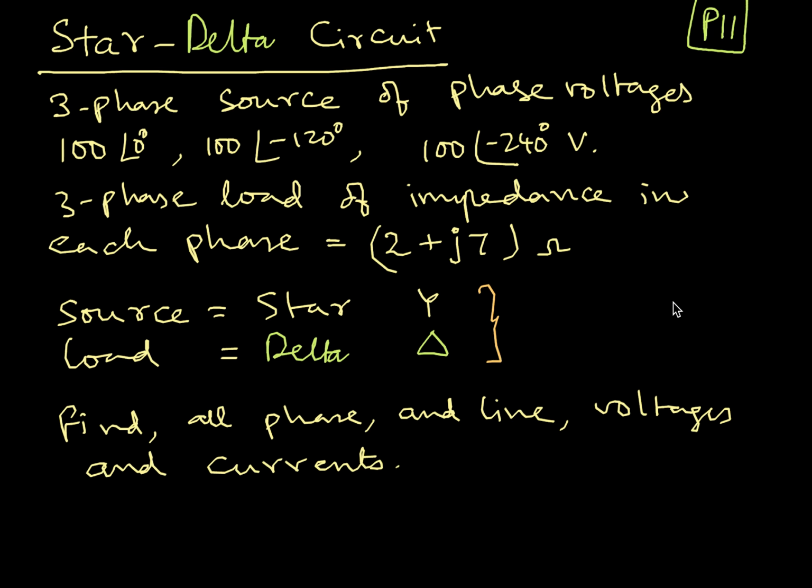Hello everyone. So let's continue our analysis of three-phase circuits, and in this video I am considering a star and delta circuit. That means the source is star connected and the load is delta connected. We had seen in the earlier video source and load both are star connected. So in this we are doing that. So what is there on the source?